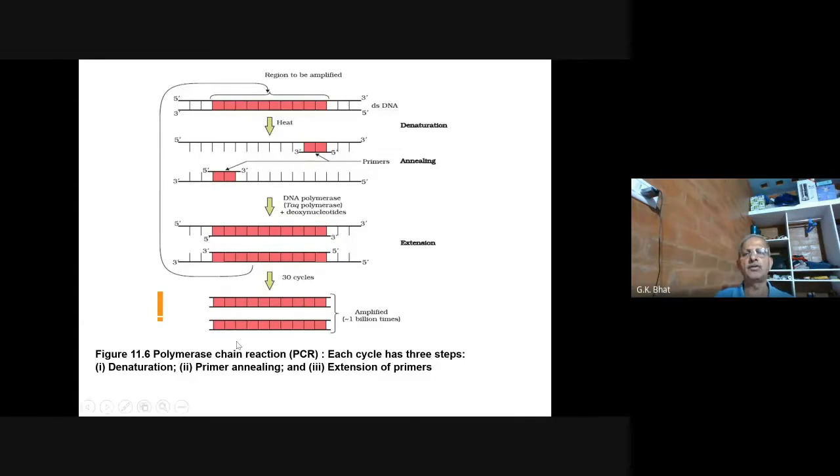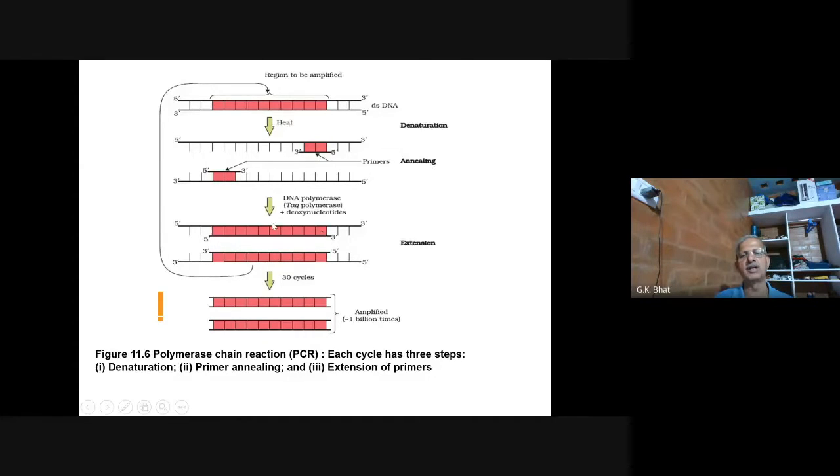So as I told you, the first step is denaturation. For that, it is heated. You can see that the two strands of DNA get separated now because of denaturation. I will come to the next point, annealing. Now you can see the primer here. This primer starts reading in this direction, and the other primer starts in another direction.